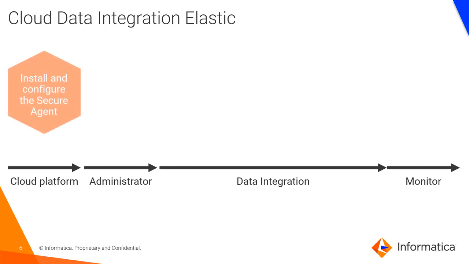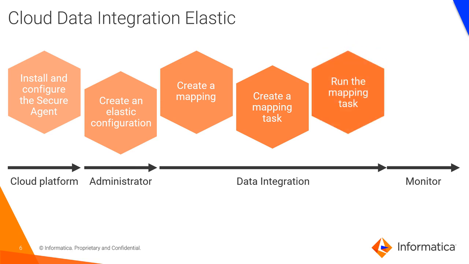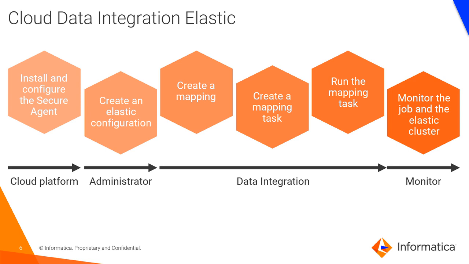First, we'll install and configure the secure agent on our cloud platform. Then we'll move on to Administrator to create an Elastic configuration. In data integration, we'll create an Elastic mapping and a mapping task, and run the mapping task on an Elastic cluster. Finally, we'll turn to Monitor, where we can watch our solution run.